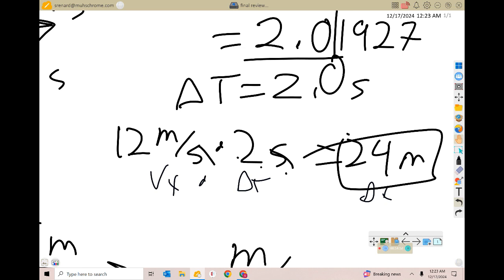Velocity times time, that'll give you distance. If you're looking for how fast it was going, if you already know how far away it fell, then you just do displacement divided by time. Okay, super simple. I'm only going to do one example for that.